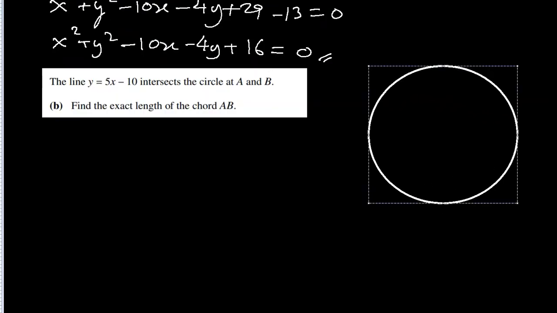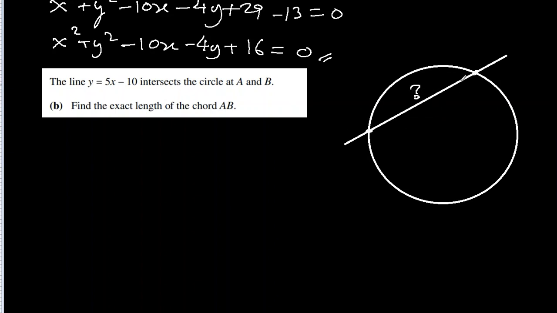Suppose this is the circle they're talking about, and this is the line they're talking about. Obviously, these two are intersecting at two places. They're asking the length of this chord. What is the length of this chord? So if somehow we find the coordinates of this point and coordinates of this point, we will find the length by using distance formula again.